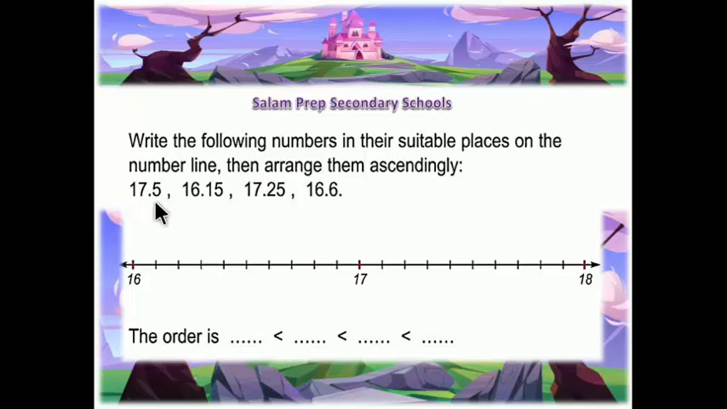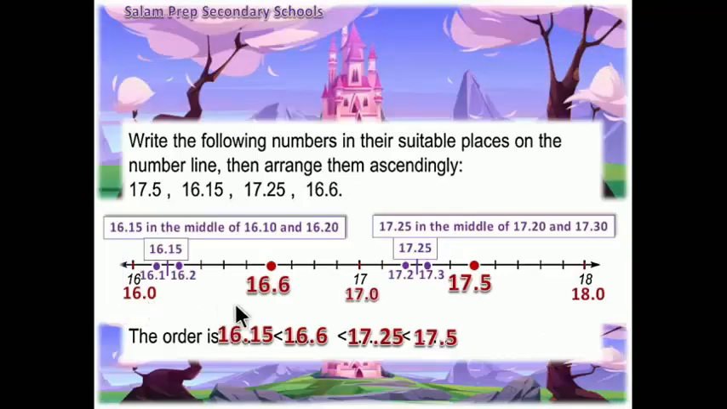Now we need to put decimal numbers on the number line. The number line starts with 17 and ends with 18. Look, there are two numbers. Two decimal numbers had tenths place, okay? So we need to balance the whole number to be a decimal number. Put decimal point and 0. Like this: 16.0, 17.0, 18.0. Okay?